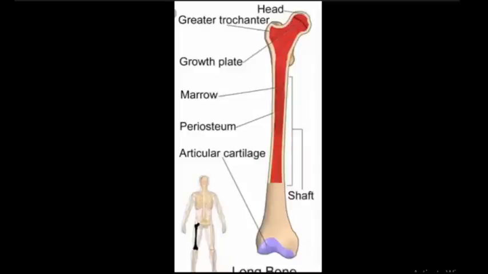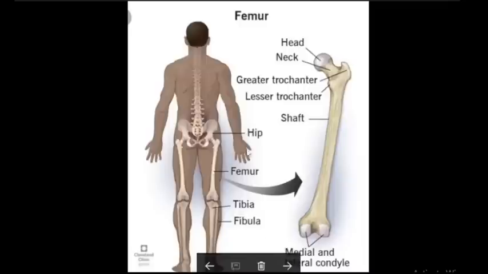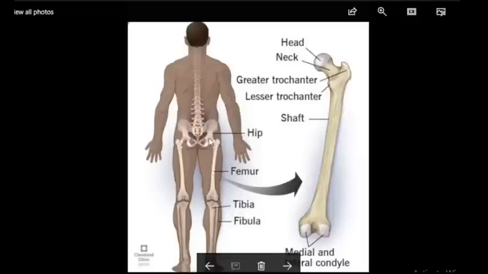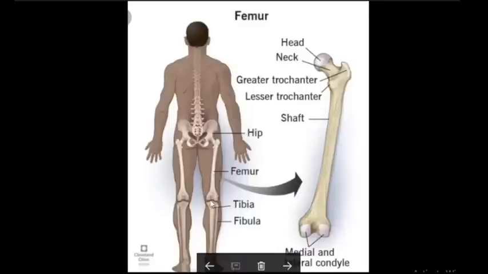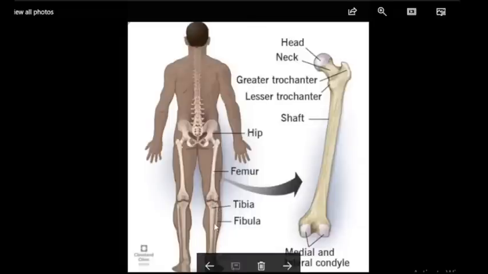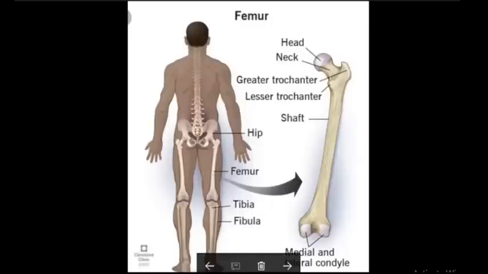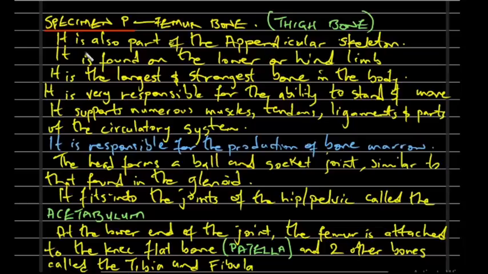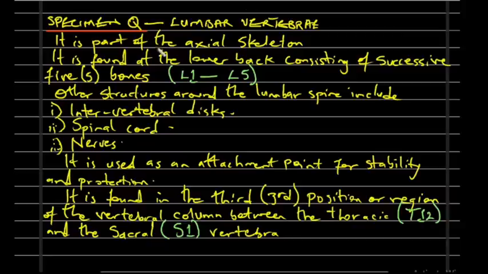So those are some of the functions of the bone that we are talking about, the femur. So we can see its positioning here. The head fits into the pelvic girdle called the acetabulum, and then underneath here in front we'll be having the patella, and then two lower bones called the tibia and the fibula. So that is about the femur bone. So we move to the next specimen, which is specimen Q, the lumbar vertebrae.